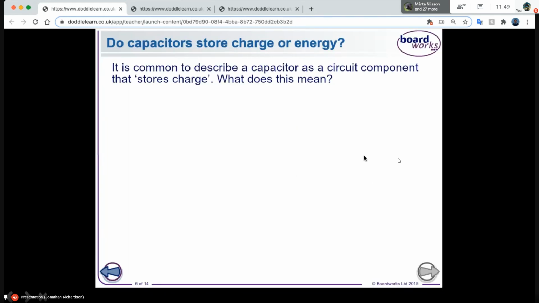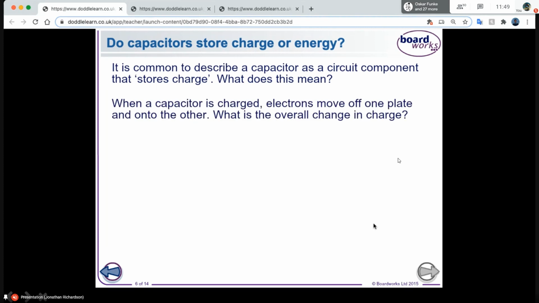So let's get back to a real student situation, what we are looking at now. And we describe a capacitor as something that stores charge. So what does this mean?